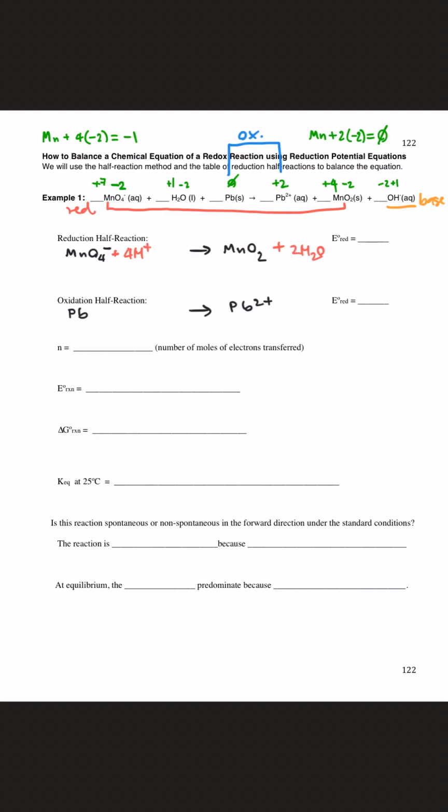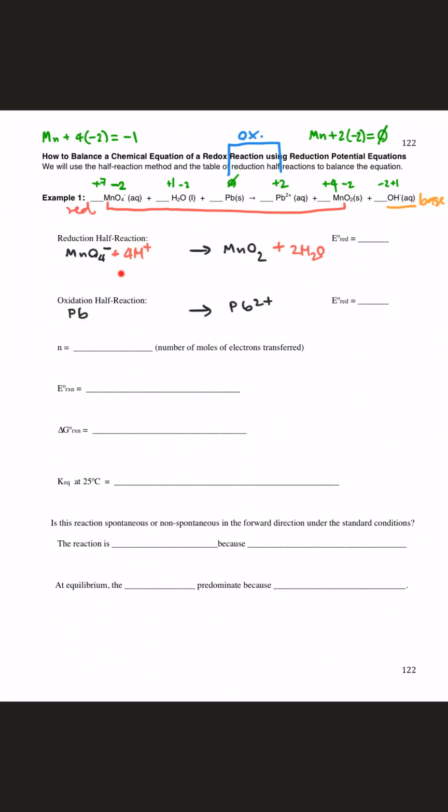Okay, in order to make this balanced equation be in basic solution, what you need to do is add the hydroxide ion on both sides of the equation. Okay, so in this case, we can add hydroxide. And how do you know how many hydroxides? Well, you need to base it off the number of protons that are available.